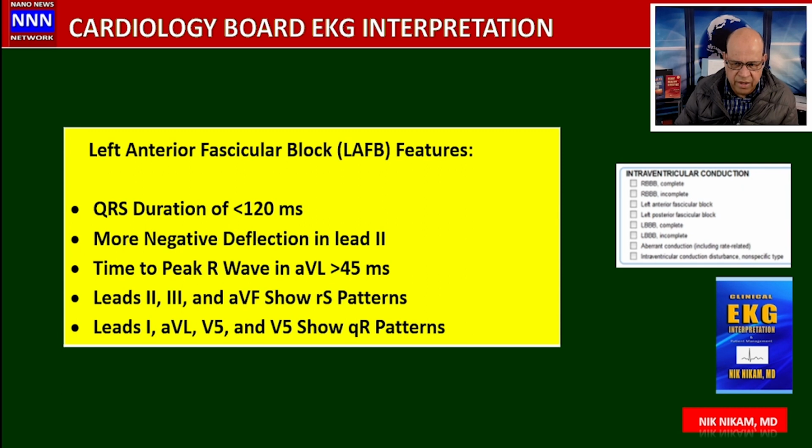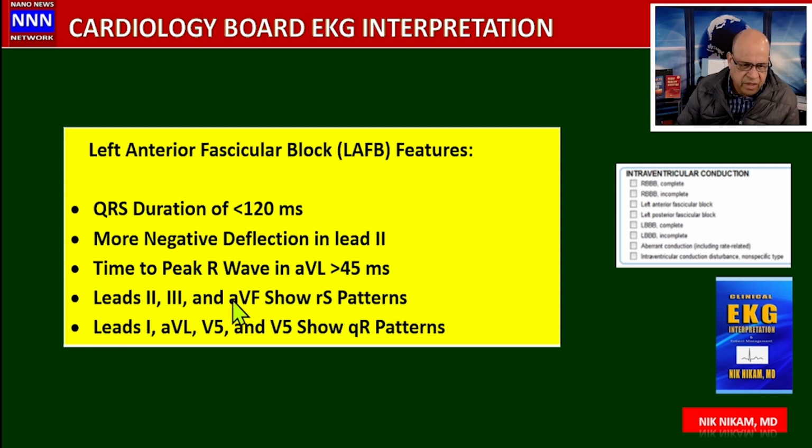In the previous diagram, I showed you the electrical system of the heart. The anterior fascicle is the smaller one compared to the posterior fascicle, which goes all the way around the apex of the heart and supplies the lateral wall. The anterior fascicular block results in a QRS duration of less than 120 milliseconds. It produces a more negative deflection in lead 2, and the time to peak R wave in AVL will be greater than 45 milliseconds. That's the intrinsicoid deflection, how long it takes for it to reach the peak in AVL.